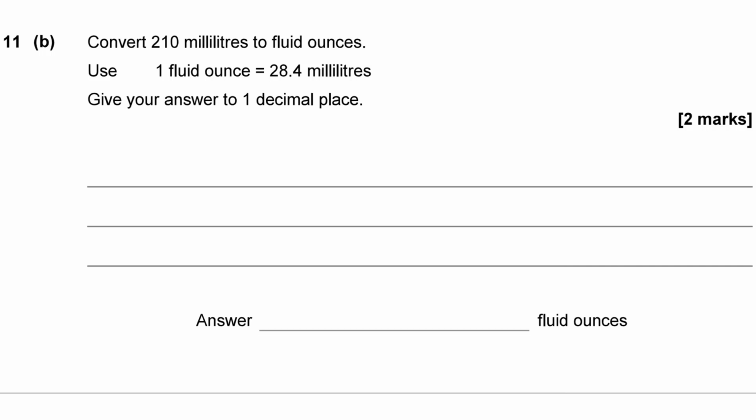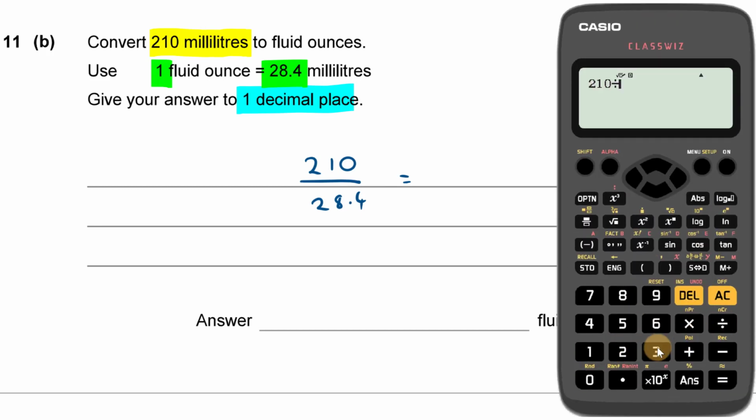Right, so 11b says convert 210 milliliters to fluid ounces. Use 1 fluid ounce is 28.4 milliliters. So this is the amount we want to convert, and this is the formula we're using. It's like 1 to 28.4. Now the one we're trying to convert is on the many side. We're going to the 1 side, so we need to divide here. So to work out the answer, it's going to be 210 divided by 28.4. That will tell me how many fluid ounces I need. Now I need to give the answer to 1 decimal place. So 210 divided by 28.4 is giving me 7.39. So I'm going to round that to 7.4.